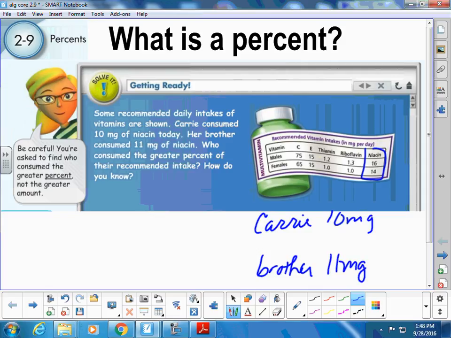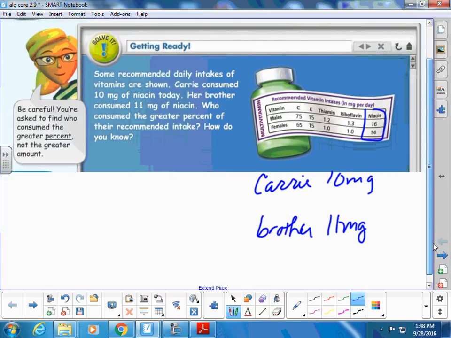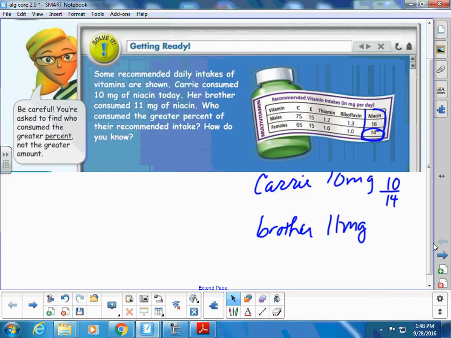And it says, who consumed the greater percentage of the recommended intake? And how do you know? Well, she had 10, and it says in this graph that a female should have 14. So I want to know what fraction 10 out of 14 is. And her brother was supposed to consume 16 from the chart and consumed 11. So he did 11 out of 16.